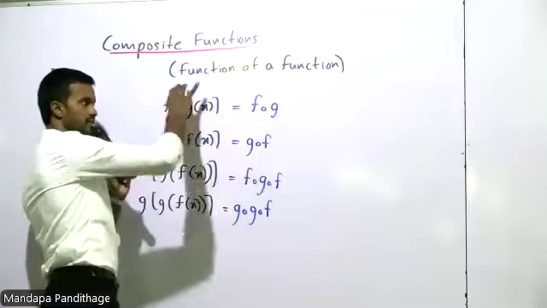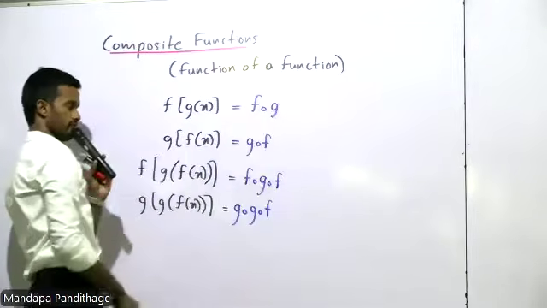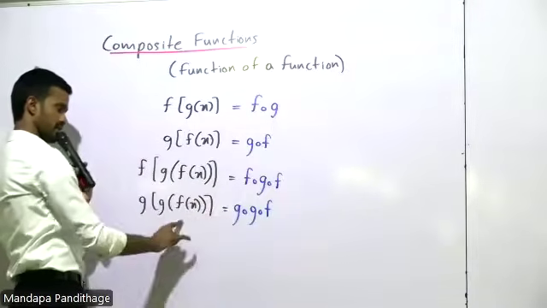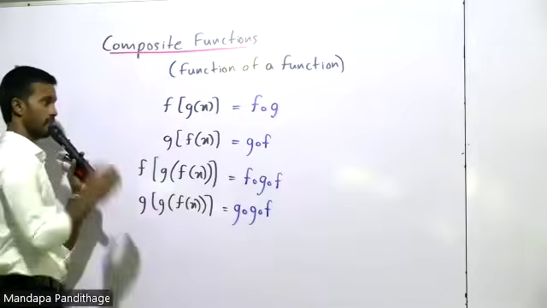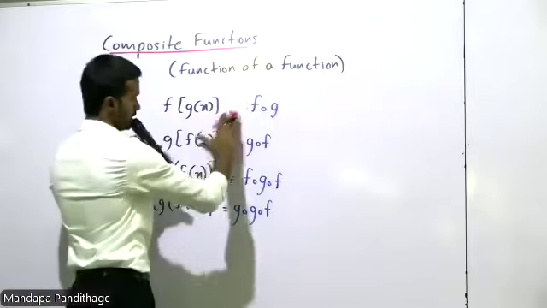composite functions. f of g of x is f naught g. g of f of x is g naught f. So here the same sequence will be continued: g, f, g, g and f. Okay, write in this way.